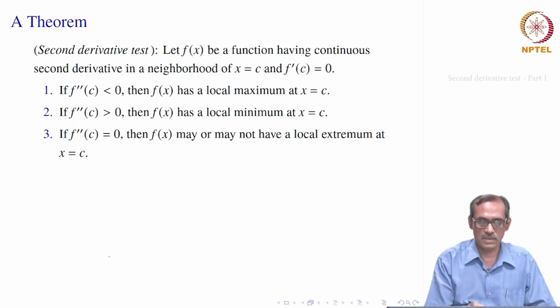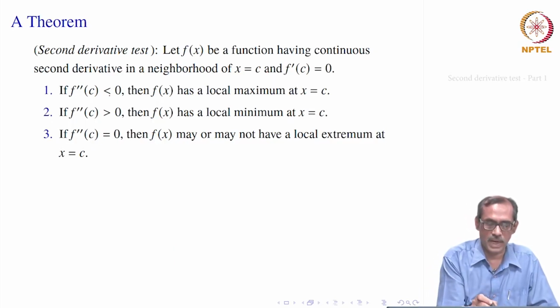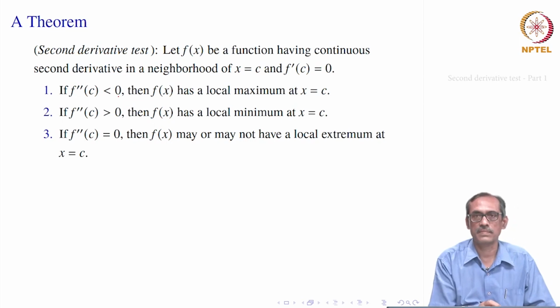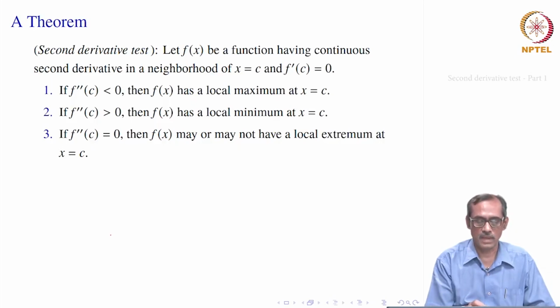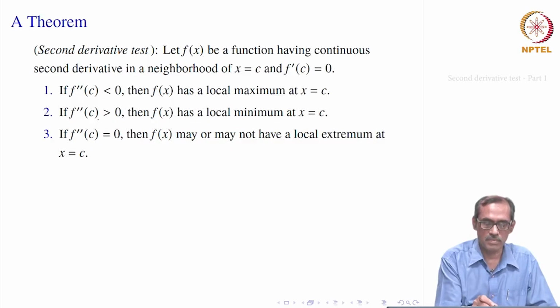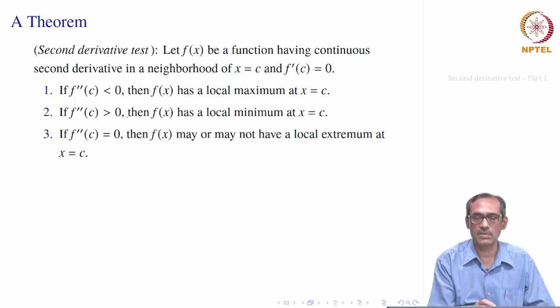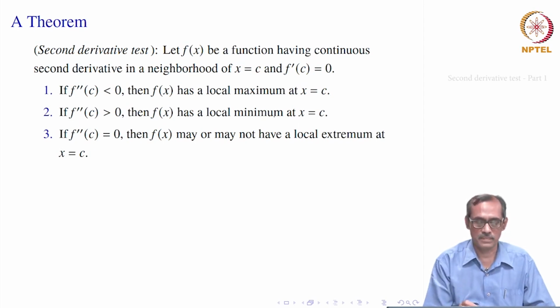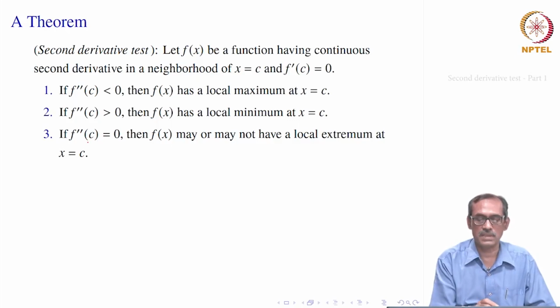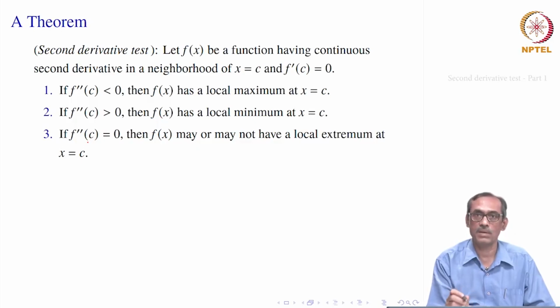With these assumptions, suppose you find that f double prime at c is less than 0. Then the test says that the critical point is a point of local maximum. Similarly, if f double prime of c is greater than 0, it is positive, then that critical point is a local minimum point. If f double prime of c is equal to 0, then anything can happen; the test does not say anything. It may or may not have a local extremum at that point x equal to c.